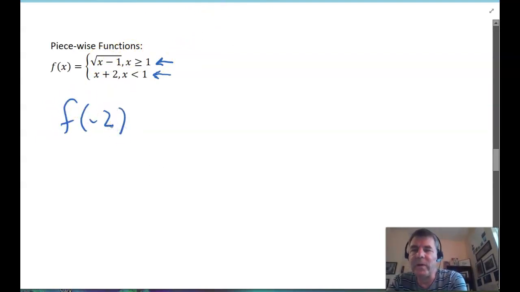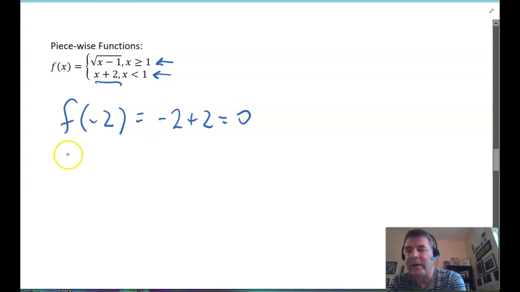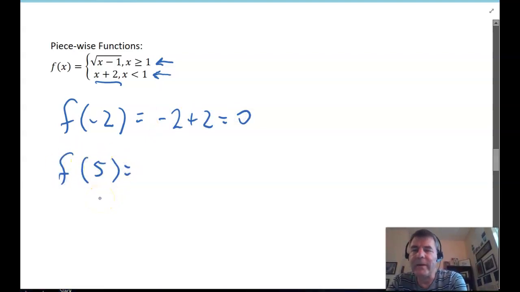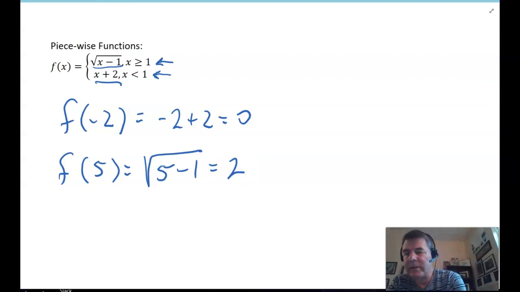Well, that's less than 1, so I'm going to plug it into the x plus 2. So that's going to be negative 2 plus 2, which is 0. All right. What is f of 5 going to be? Well, that's greater than or equal to 1, so I'm going to plug it into the square root of x minus 1 piece. And it's going to be the square root of 5 minus 1, which is the square root of 4, which is 2. So that's how piecewise functions work.